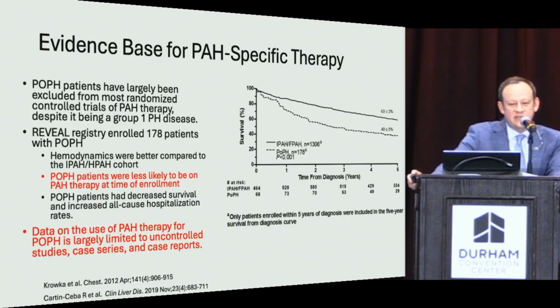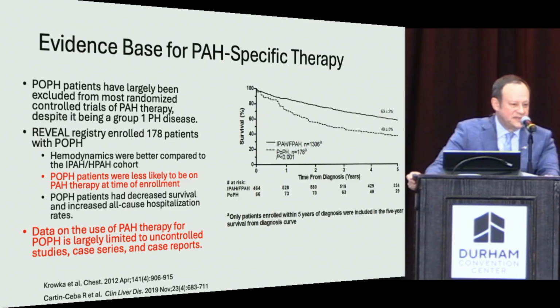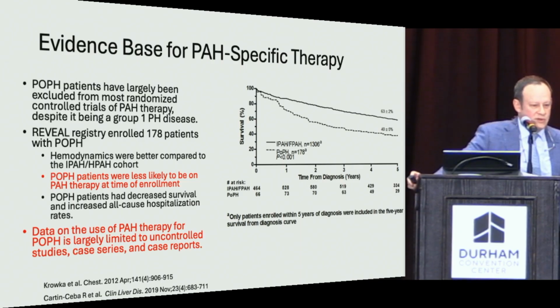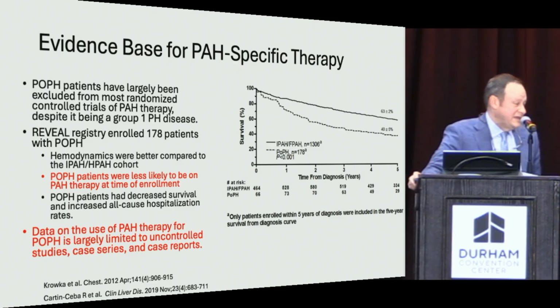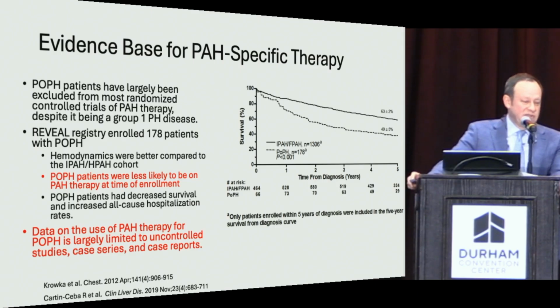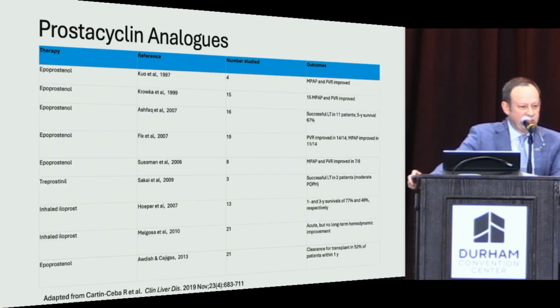So what is our evidence base for PAH specific therapy in these patients? I'm just going to briefly point out that in the REVEAL registry, which was a very large US-based registry of PAH patients, they enrolled 178 patients with portopulmonary hypertension. And in general, their outcomes were poorer compared to patients with group 1 idiopathic or familial PAH. However, the data on the use of PAH therapy for these patients is really limited to mostly uncontrolled studies, case series, and case reports, though they're not typically included in many of our registration trials for PAH therapeutics.